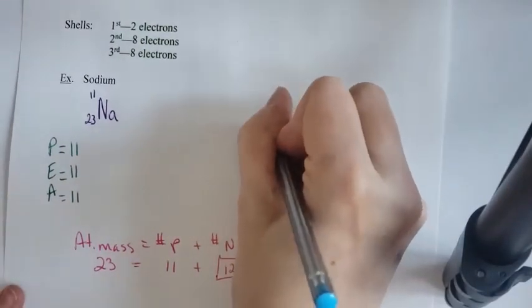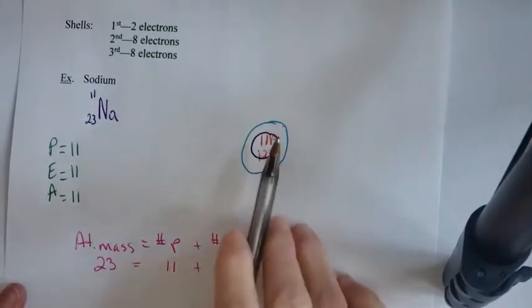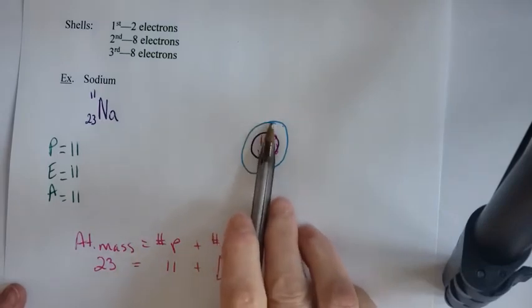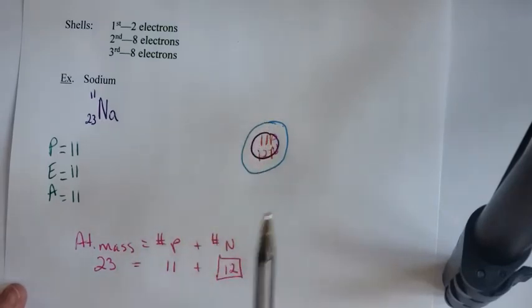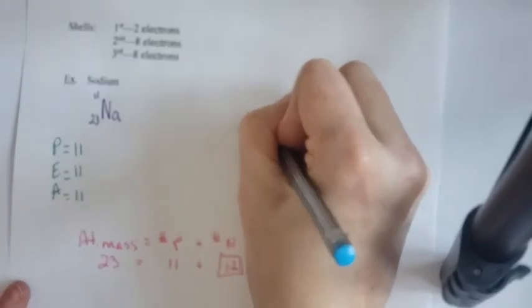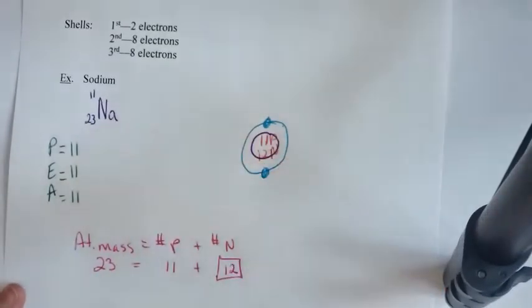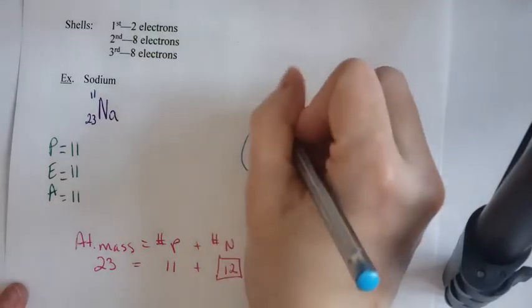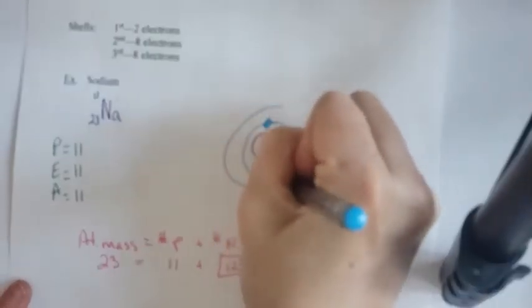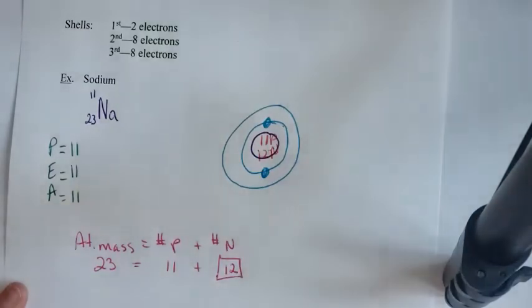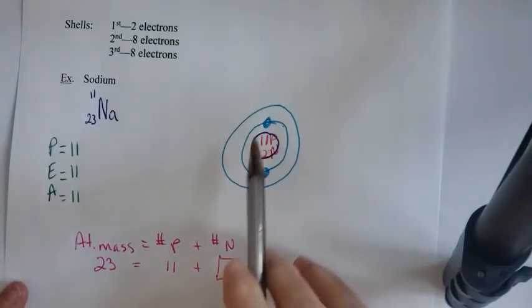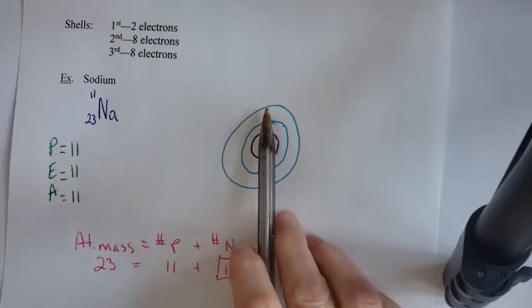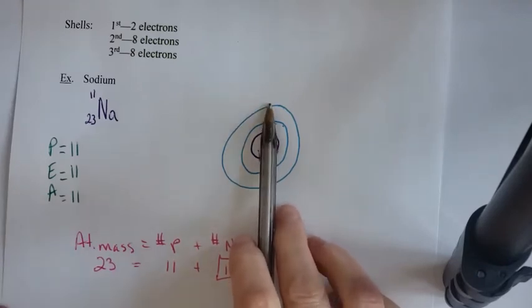So in the first shell, there's 2 ways you can do this. You can put the dots side by side, or you can put one at the top, one at the bottom. I like putting one at the top, one at the bottom. Now that's a filled shell, so I can't put any more there. I need to move to a second shell. So you just draw a second shell all the way around. And when you put the dots on, which are the electrons, they go clockwise. So we start at the top and you move clockwise.